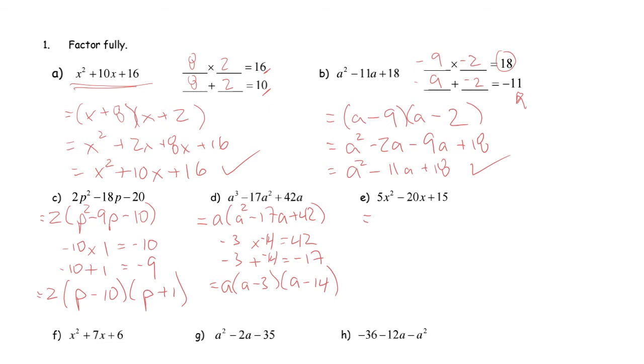For question E, again, a quick look at it tells me, well, wait a minute, I've got coefficients with every term here, and they're all multiples of 5. So I can factor a 5 out. My greatest common factor is 5, and that's going to leave me with x squared minus 4x plus 3. So now I'm looking for two numbers whose product is going to be 3 and whose sum is going to be negative 4. Okay, so the product is positive, but the sum is negative.